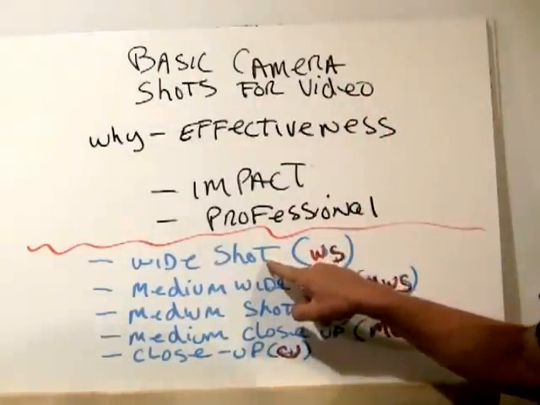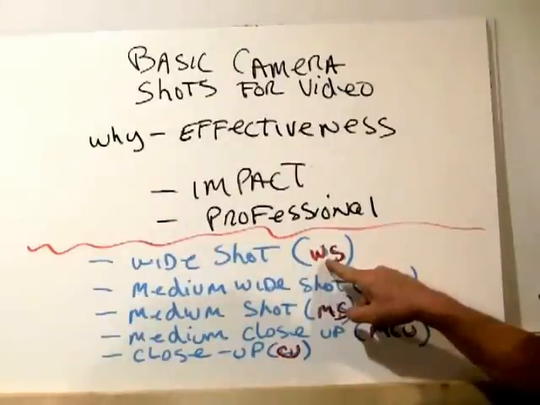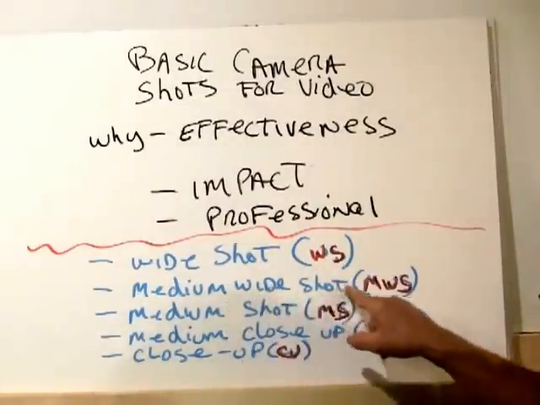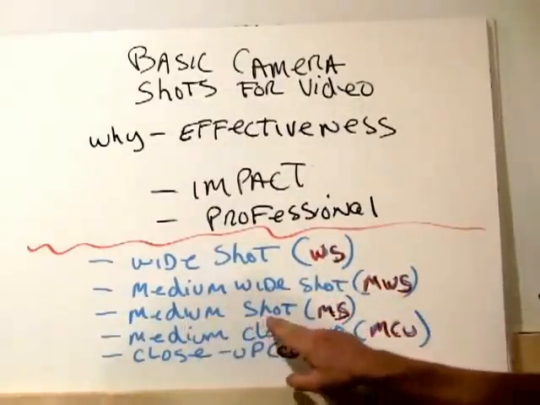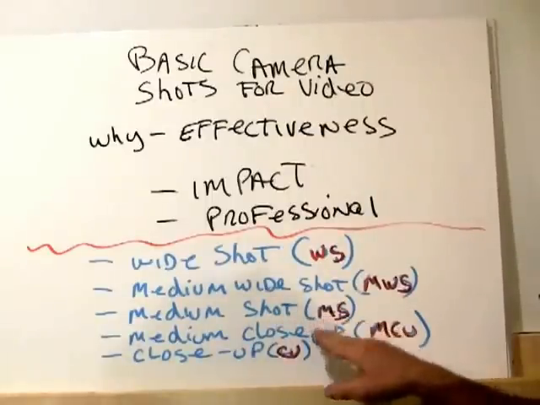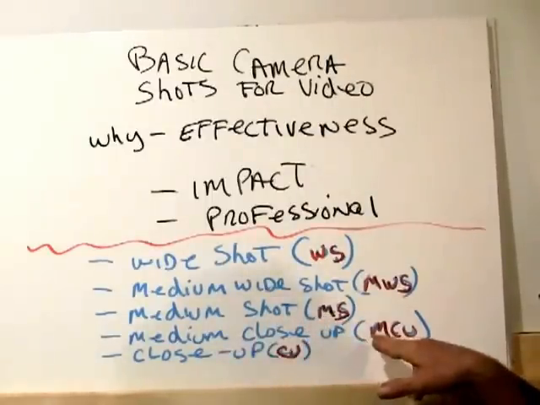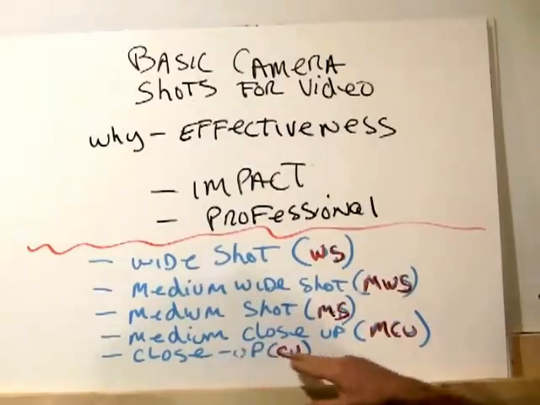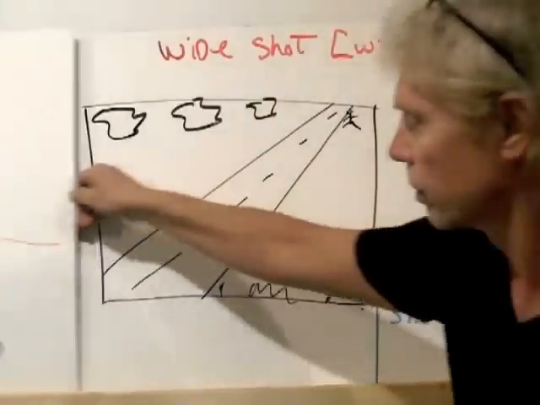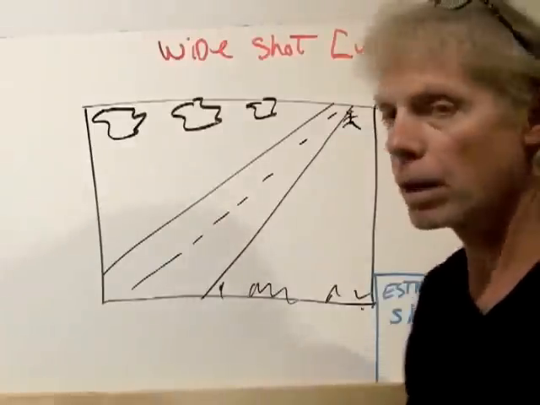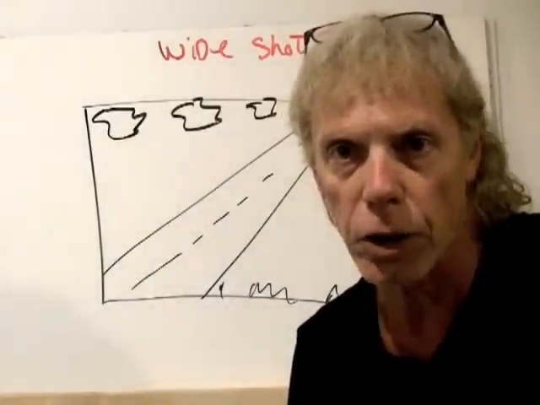We will discuss wide shots, abbreviated as WS, medium wide shots, abbreviated as MWS, medium shots, abbreviated as MS, medium close-ups, MCU, and close-ups as CU. First, we'll start with a wide shot.